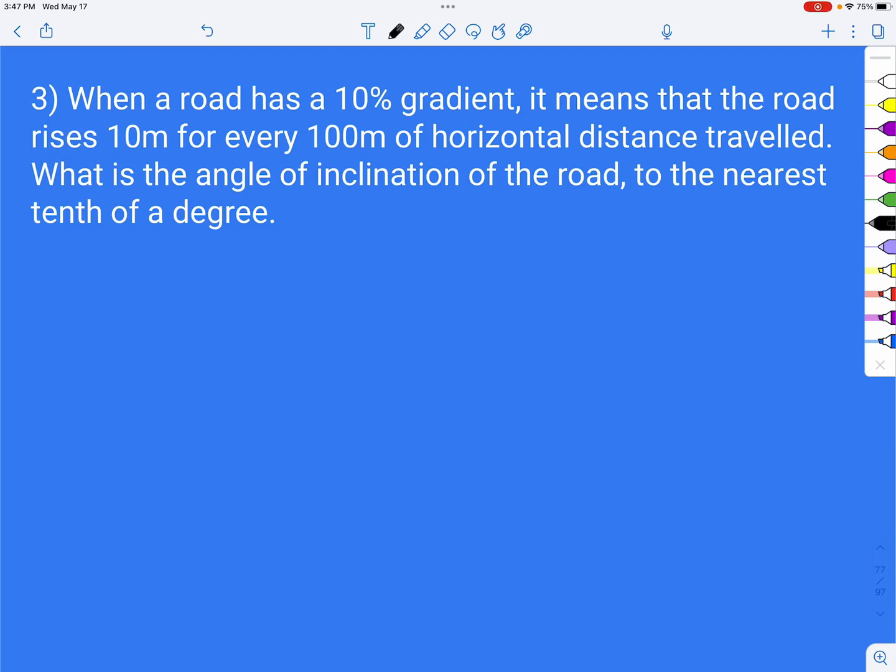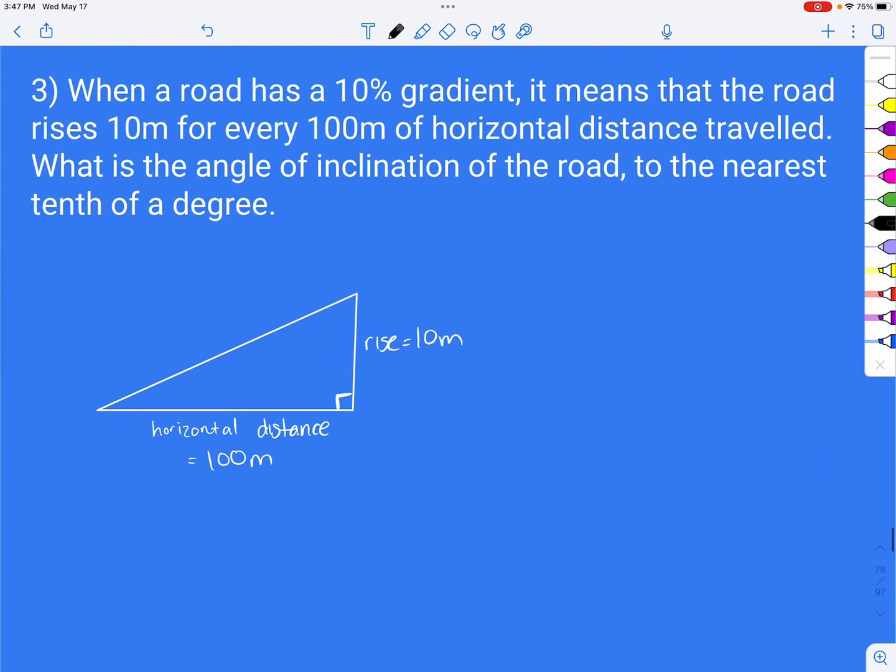Again, pause the video, try to draw the diagram. Once you have a diagram, resume the video. Okay. Do you have a diagram something like this, where you've got a right triangle, the leg going up is 10 meters, the leg going across is 100.